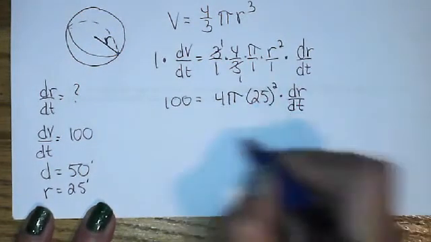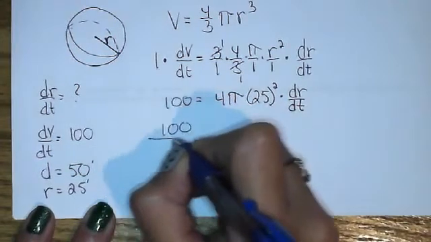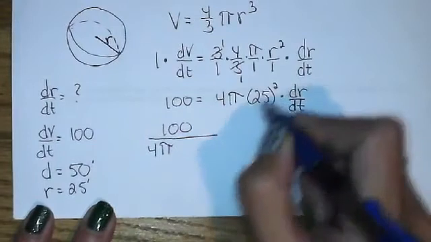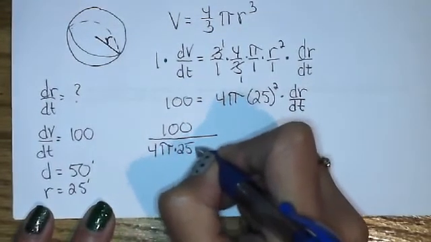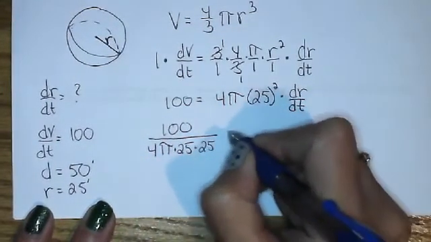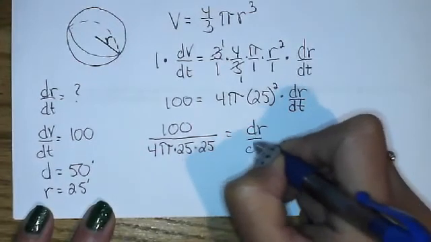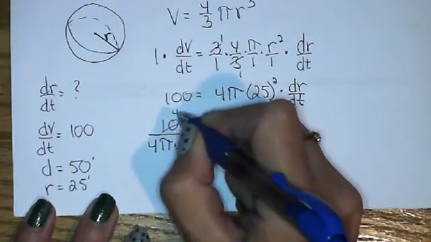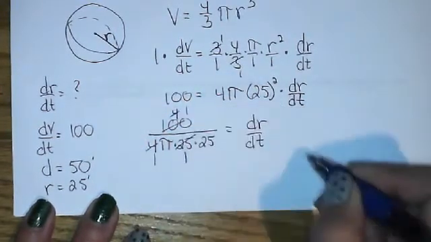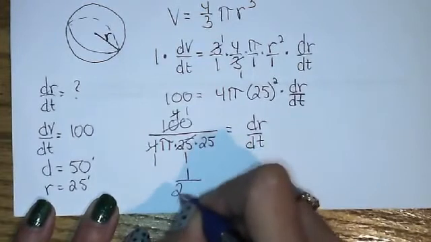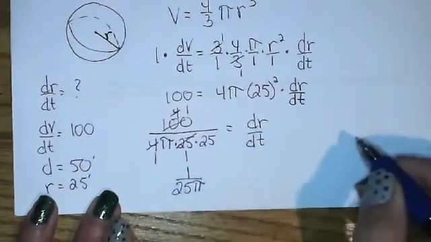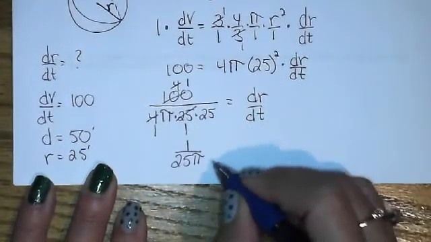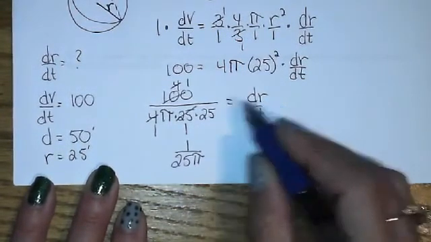Okay. Now it's just a little algebra. I'm going to work all of this out. I'm just going to divide by it. So it's going to be 100 divided by 4 pi times 25 times 25 equals dr/dt. So let's see. 25 goes into 100 4 times. So I get 1 over 25 pi is my rate of change for the radius with respect to time.